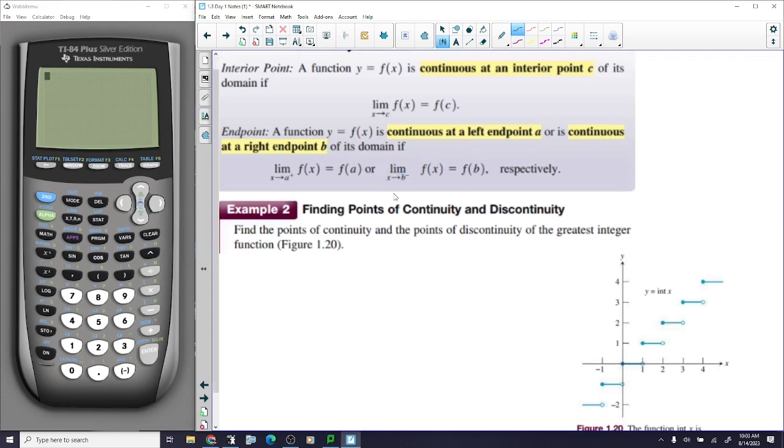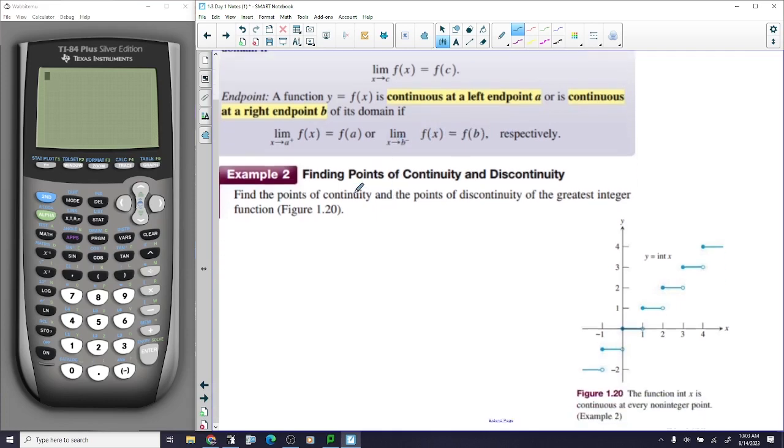Find the points of continuity and discontinuity. Find the points of continuity and the points of discontinuity of the greatest integer function. And we see at every integer we have a discontinuity. So find the points. Continuity is all non-integers. And discontinuous at all integer values.